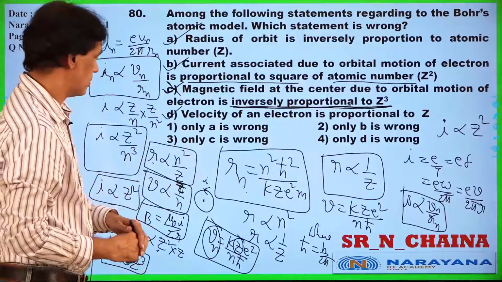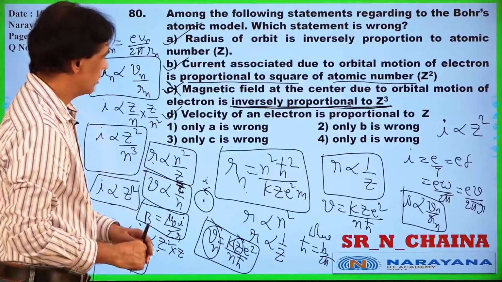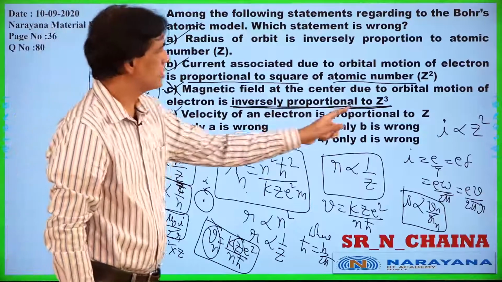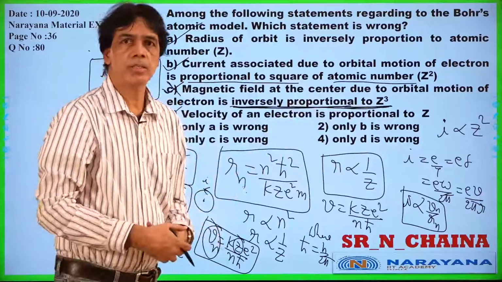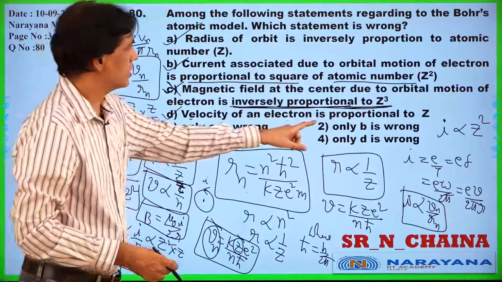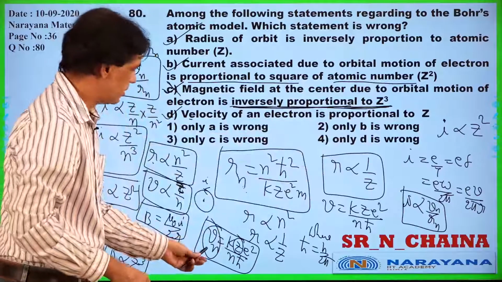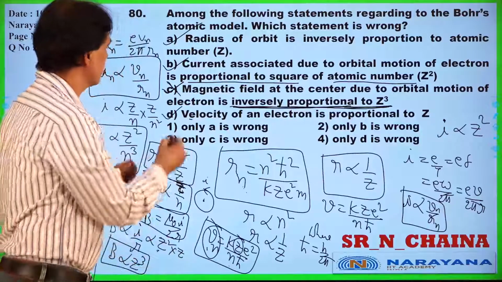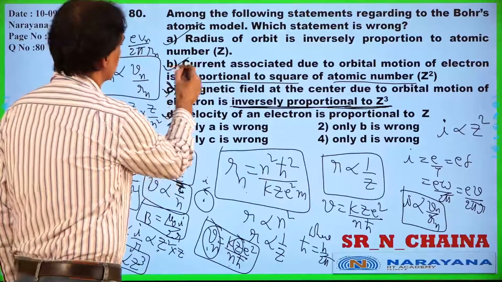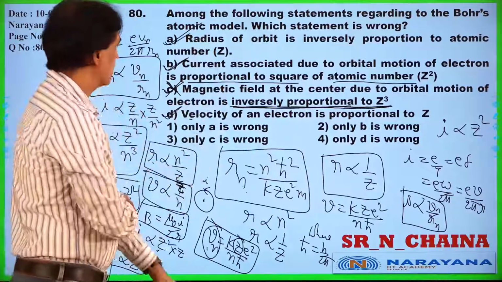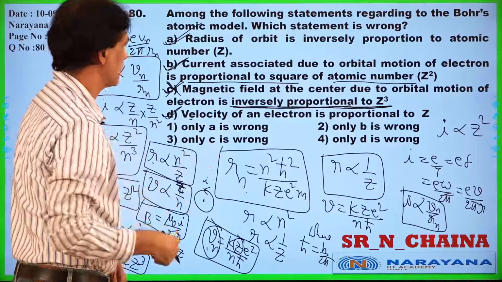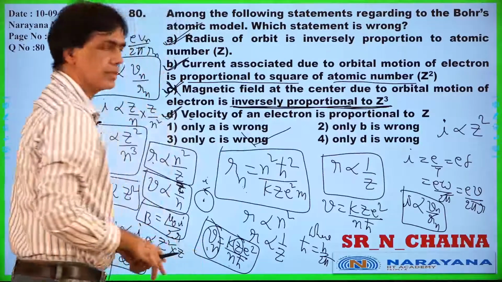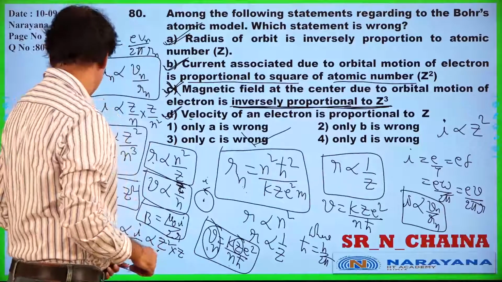Velocity of an electron is proportional to Z is correct. Hope this is clear. We have proved that B is directly proportional to Z cube, but here it is given inversely proportional to Z cube, which is obviously wrong. But velocity of an electron is proportional to Z. If you see this expression, Vn is kz d square by n h cross, V is directly proportional to Z, so last option is correct. This option is correct, this is wrong, and this is correct, this is correct. So only option C is wrong. This is your answer. Let's see the next question.